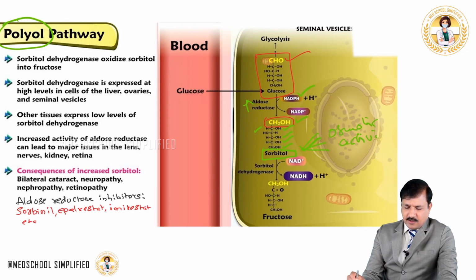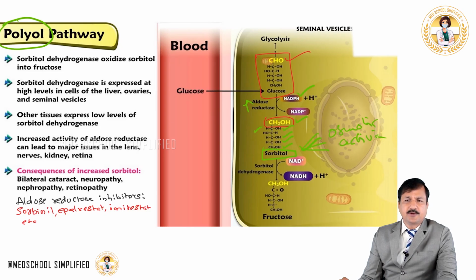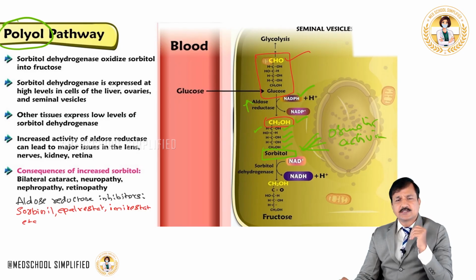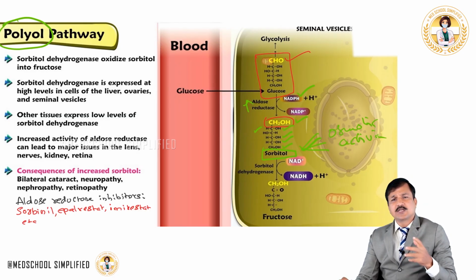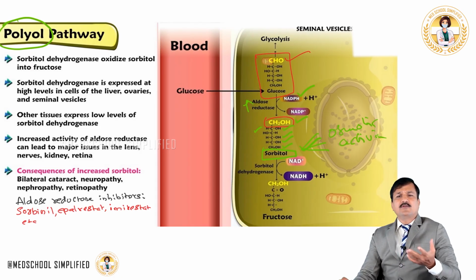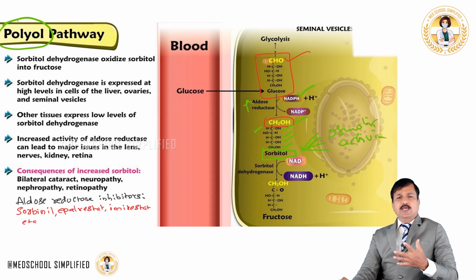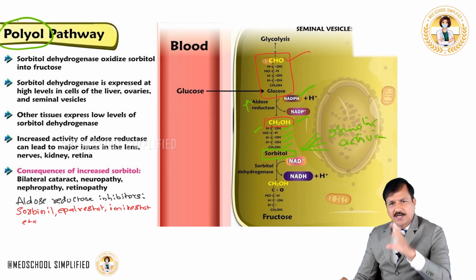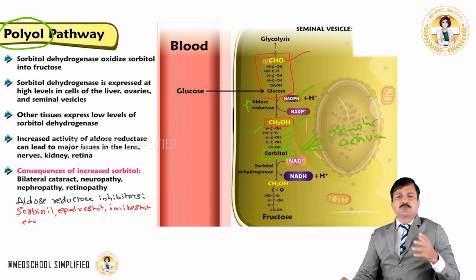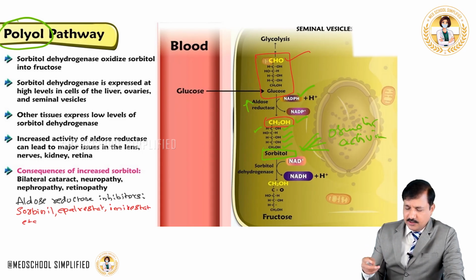Now, this happens in all the cells that I have named in the previous slide. To mention again: lens in the eyes, retina, kidney, Schwann cells of the peripheral neurons, right? So seminal vesicles, ovaries, liver, all of them will express increased aldose reductase enzyme activity, making sorbitol. But the only thing is, only 3 tissues in our body will express sufficient sorbitol dehydrogenase enzyme, which is a protective enzyme. Let's look into that.